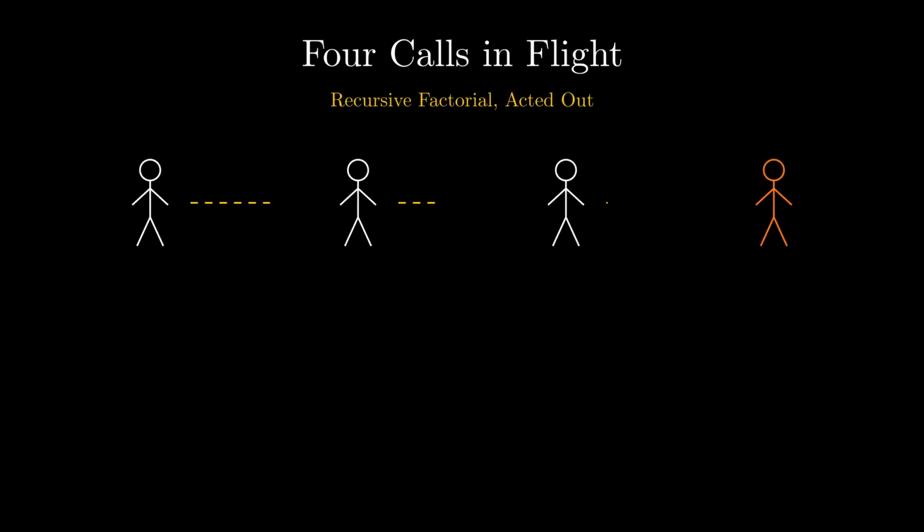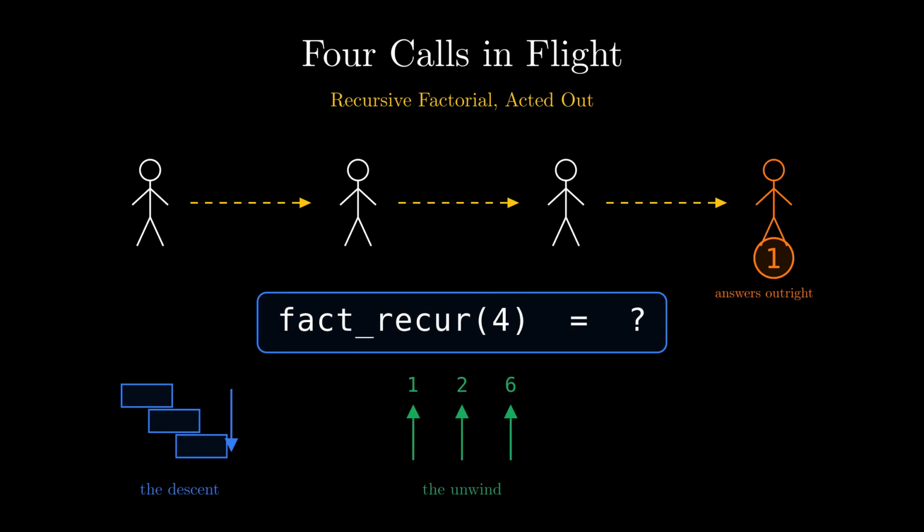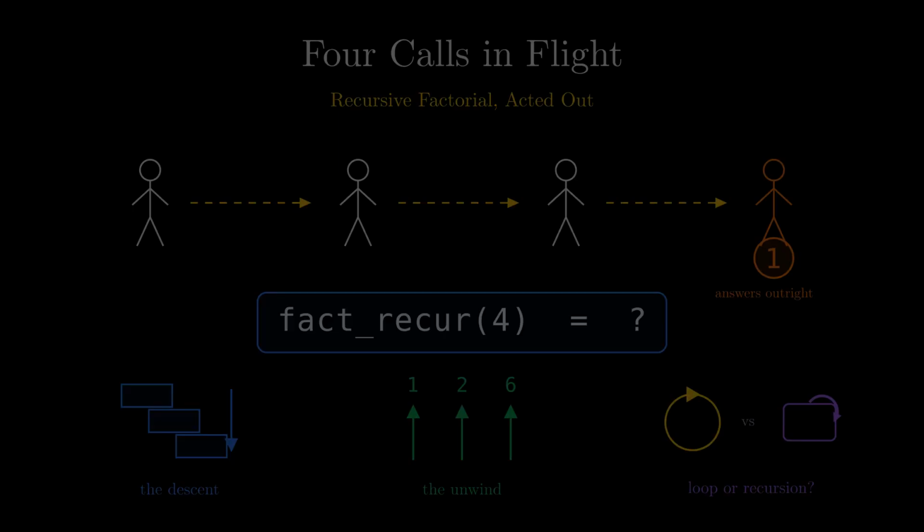4 people stand in a line, each waiting on the person beside them, and nobody can finish until the last one answers. That is exactly how a computer evaluates a recursive factorial. In this video, we act out every call, watch the answers flow back, and learn when recursion beats a loop. One more example rounds out the lecture, and it is the one we will act out.